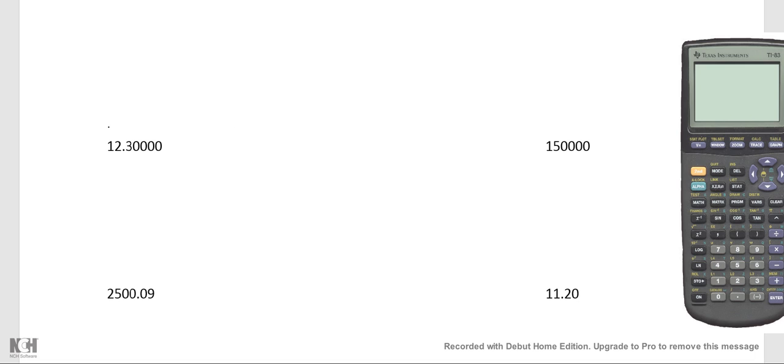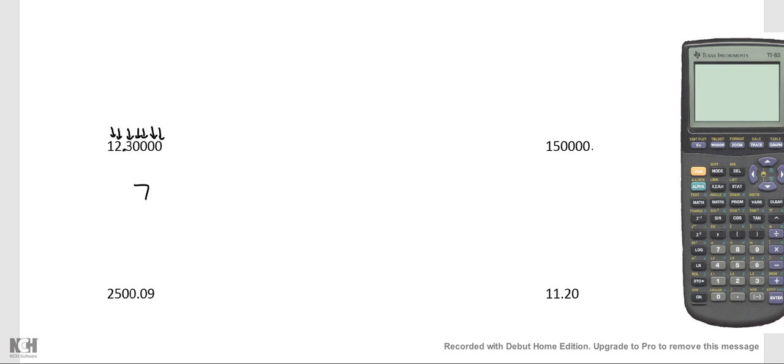First thing we do is count the non-zeros. So 1, 2, 3. All of these zeros are after the decimal point, so all of them count. So 1, 2, 3, 4, 5, 6, 7. This one, 12.30000, has 7 significant digits. Every digit in that was significant.